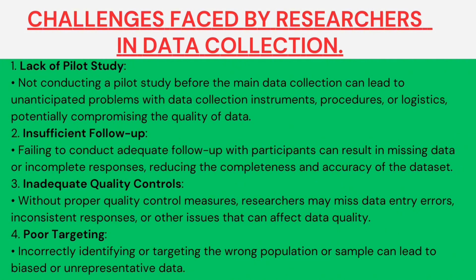Insufficient follow-up. Failing to conduct adequate follow-up with participants can result in missing data or incomplete responses, reducing the completeness and accuracy of the data set. Inadequate quality controls. Without proper quality control measures, researchers may miss data entry errors, inconsistent responses, or other issues that can affect data quality. Poor tagging. Incorrectly identifying or tagging the wrong population or sample can lead to biased or unrepresentative data.